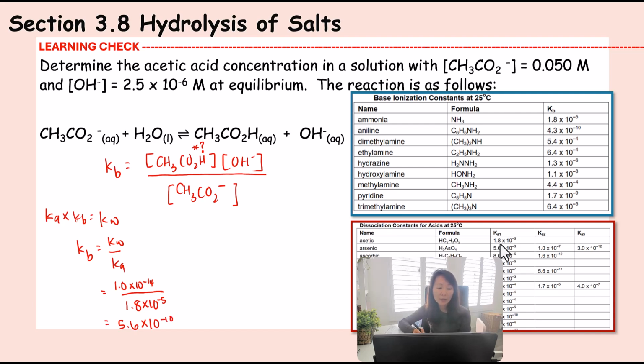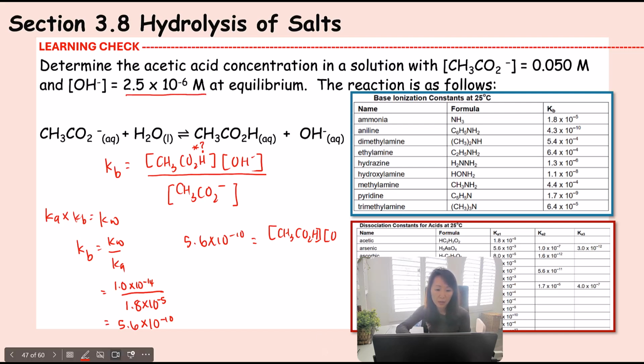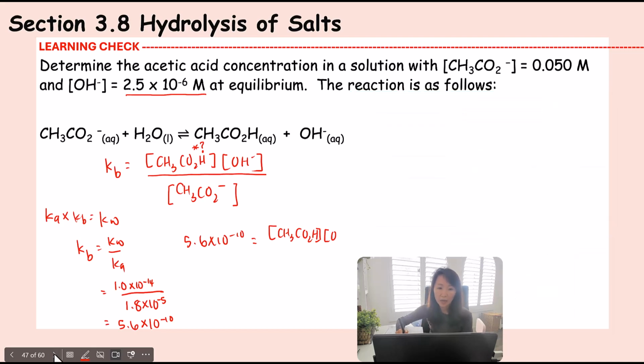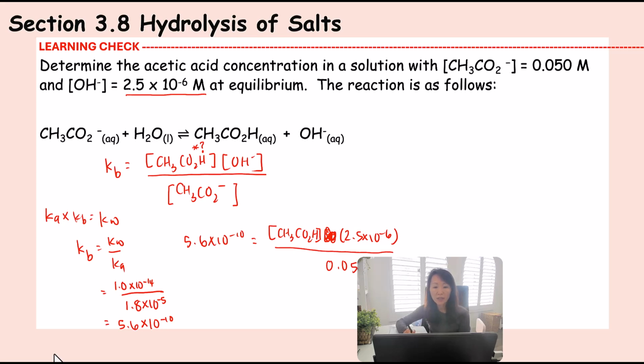All right, now that we know the Kb value, we can plug everything in. Kb, 5.6 times 10 to the negative 10, is equal to the concentration of this one, and then you have your hydroxide. I can just put that in straight because we're running out of room. Let's get rid of these. This would be 2.5 times 10 to the negative 6, all over the bottom, which is 0.050. So you're going to solve for this, and come back and check this video. And here is the key.